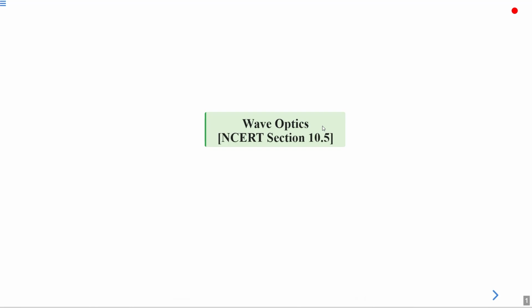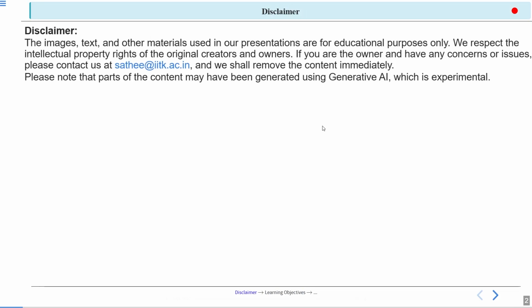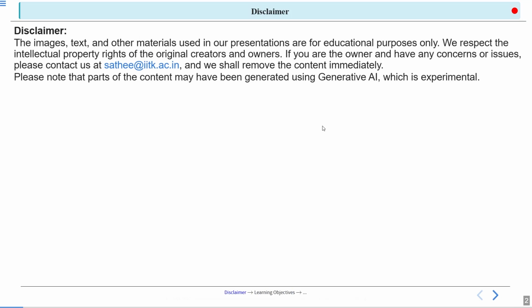Today we are going to study the chapter wave optics. In this lecture we will cover NCERT section 10.5. So this is the disclaimer.